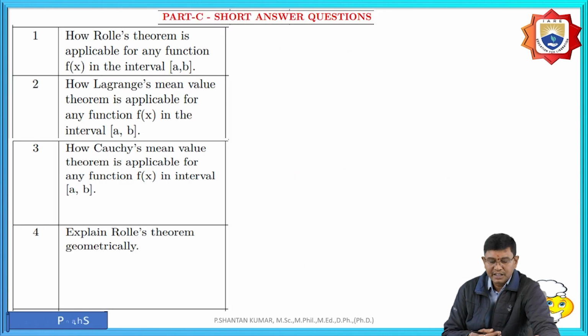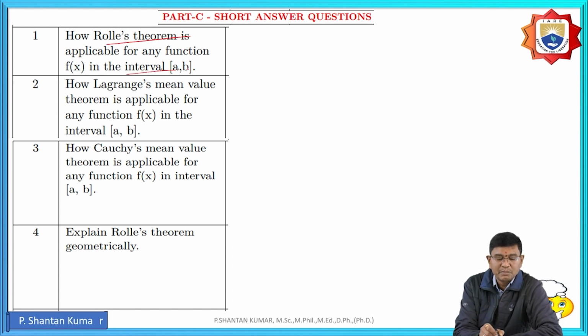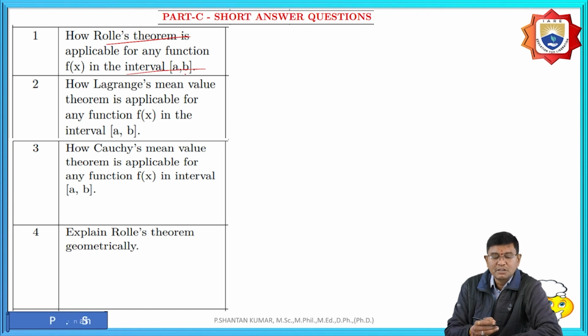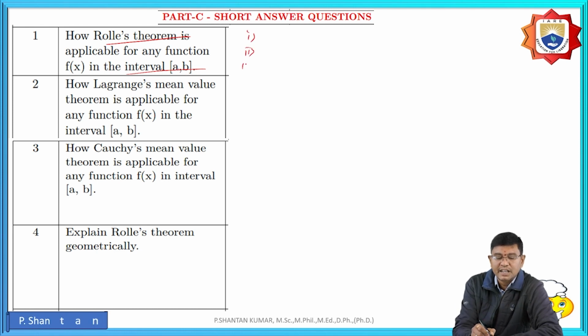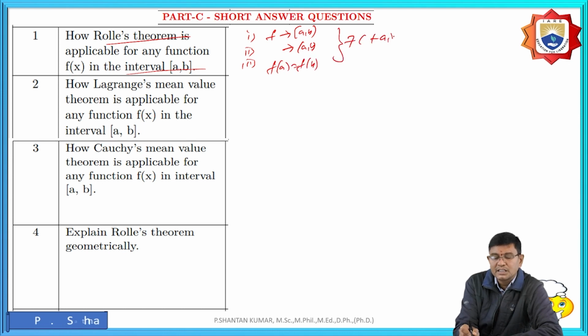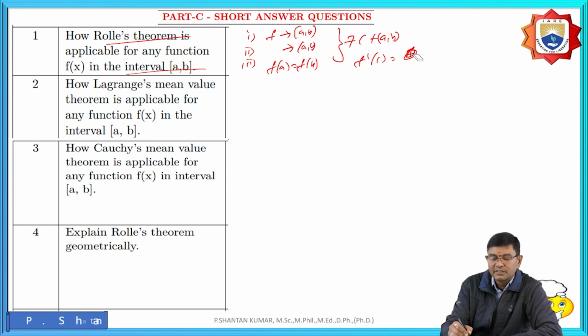And next one is the last one. It is the short answer questions. Here, Rolle's theorem is applicable for any function. How? Rolle's theorem means: first, f is continuous in the closed interval [a, b]; second, it is derivable in the open interval (a, b); and third, f(a) is equal to f(b). Then there exists c belongs to (a, b) such that f'(c) is equal to 0. These are the conditions.